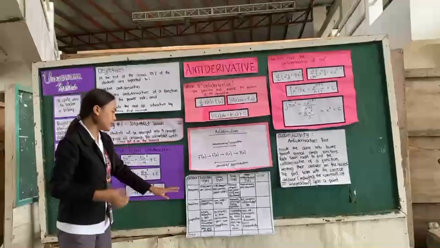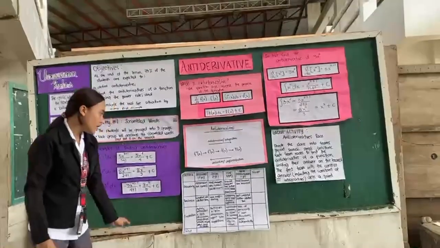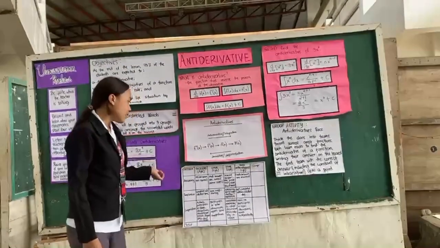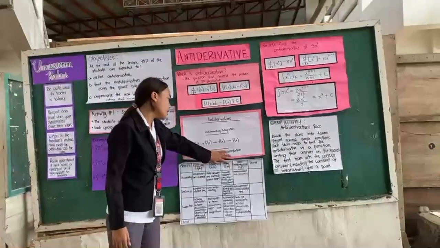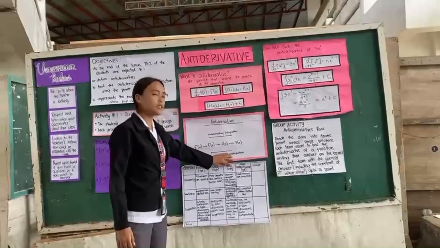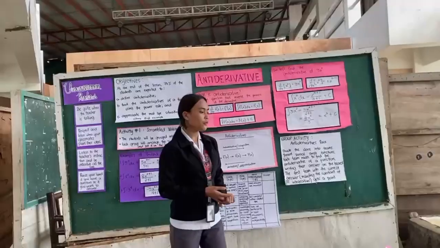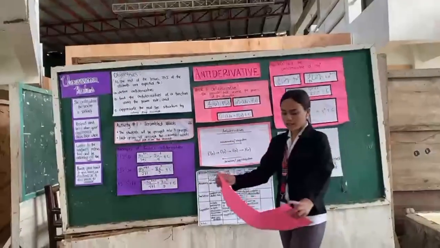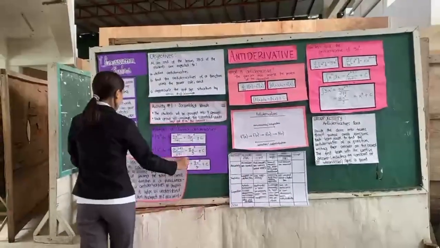So, for the criteria: accuracy, timeliness, cooperation. For excellent, you will get 4 points. Good, 3 points. Fair is 2 points. Then, needs improvement is 1 point. Then, the total score. We have here an example where we can apply the concept in a real life application.